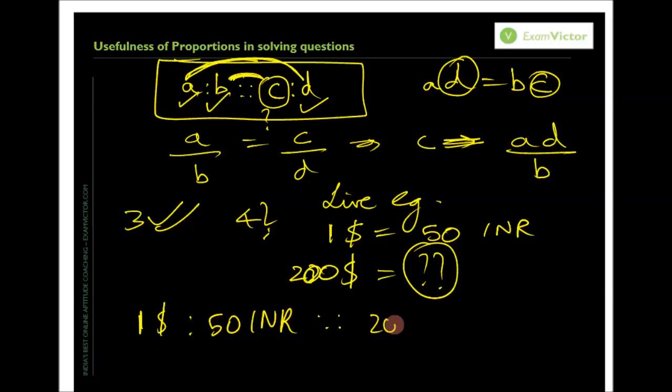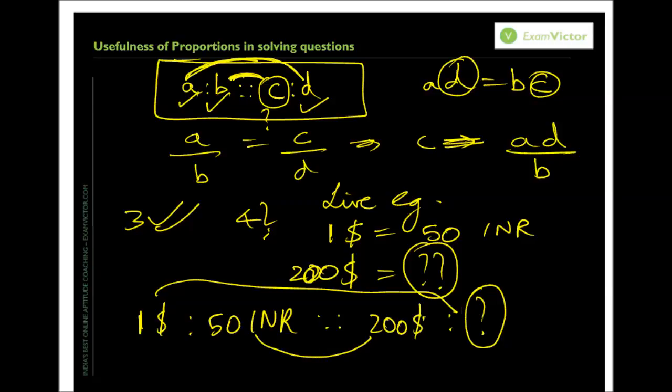So $200 is to how many rupees? Fine, you can just say I'll multiply, but the thing is you're applying a proportion here when you're multiplying, right? You're trying to find out this value, and you know that the product of these two is equal to the product of these two. So this value is basically this value into this value divided by the first value, right? So this is equal to 50 into 200 divided by 1. That happens to be 10,000.